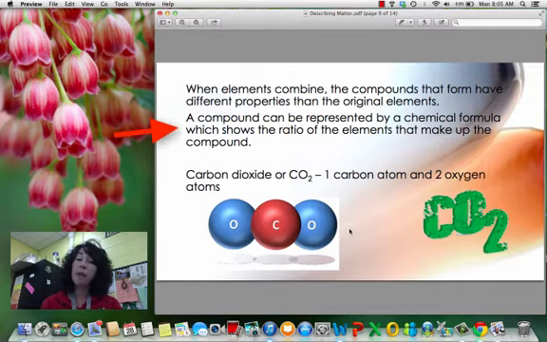We can represent the compound by what is called a chemical formula. All that formula does is show us the ratio of the elements that are in the compound. So here's another example: carbon dioxide, CO2, 1 carbon atom, 2 oxygen atoms. And we can see that in the formula as it's written.